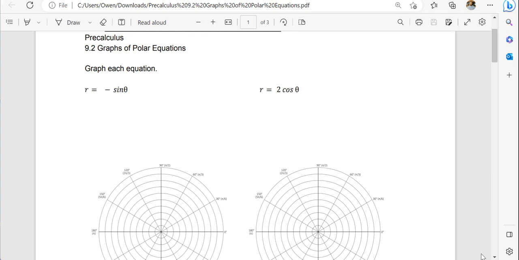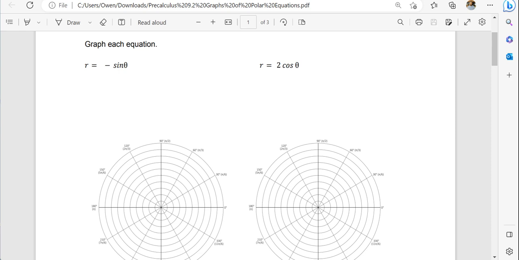All right, 9.2 graphs of polar equations is exciting. Some of these graphs will come up pretty neat. Some of them are pretty standard. These first couple will fall into the pretty standard category. Let's get started. So if we do just a couple basic values.